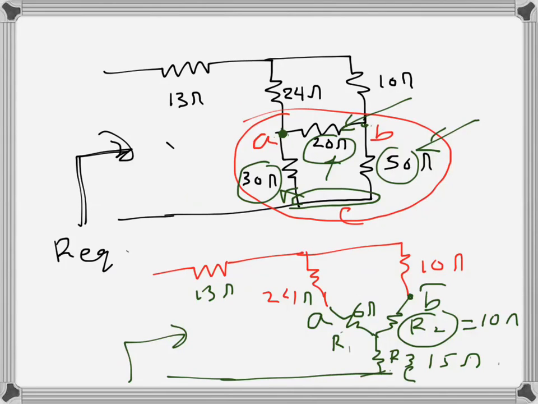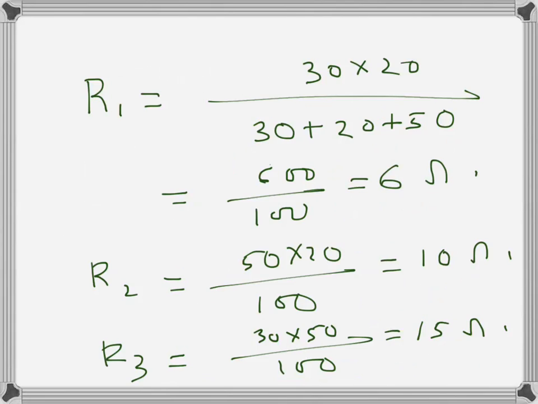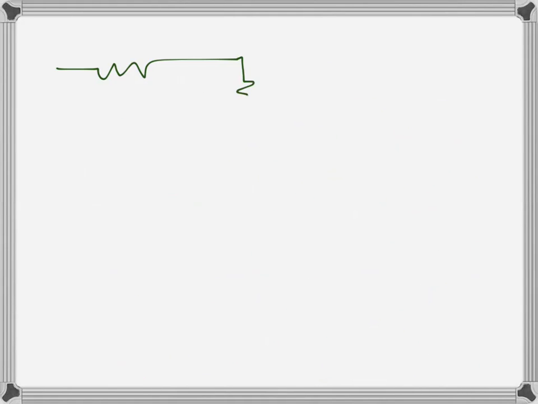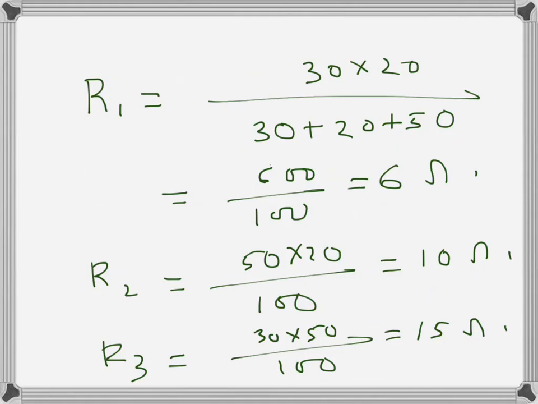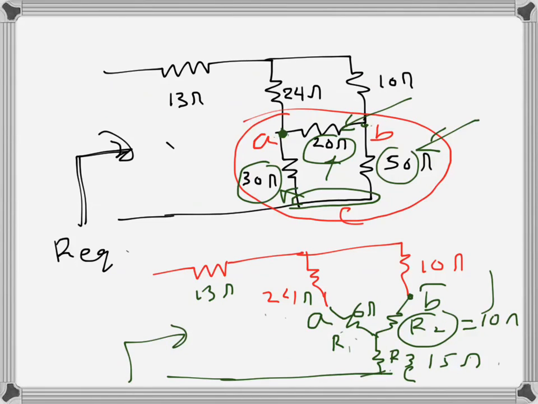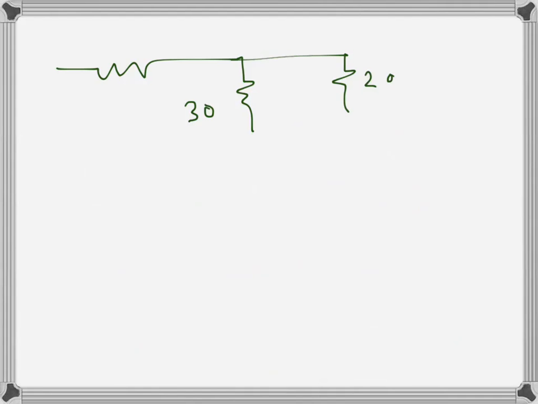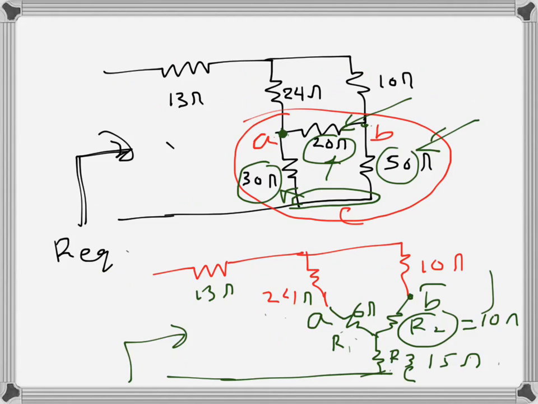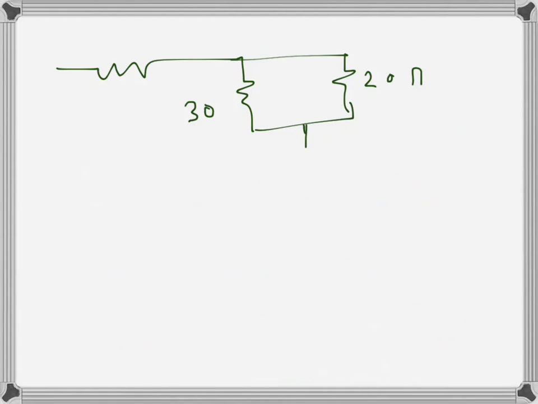So if I further simplify, 20 plus 6, I will draw here maybe 13 there. 20 plus 6 is 30 ohms, and here we will have 10 plus 10, 20, so that will be 20 ohms there, and this one will be R3, which is 15, so 15 ohms here, like that. And this is 13 ohms. We need to find this one.